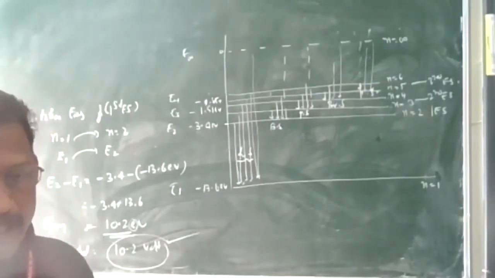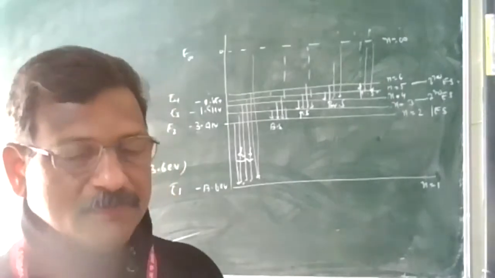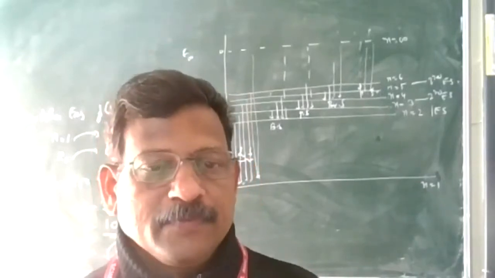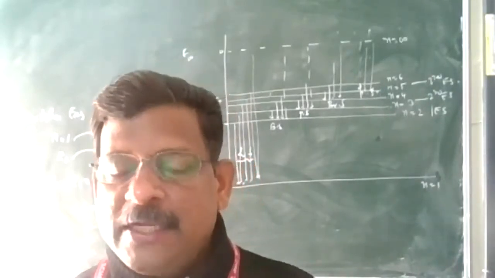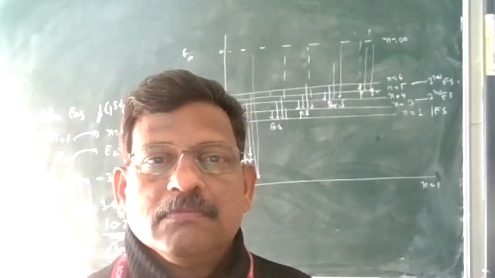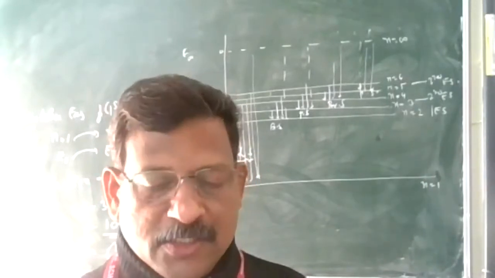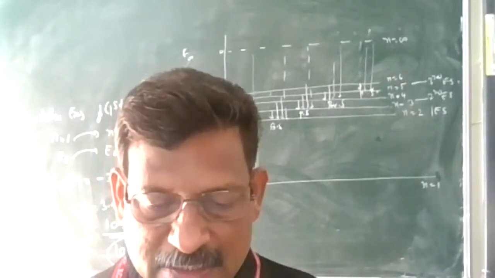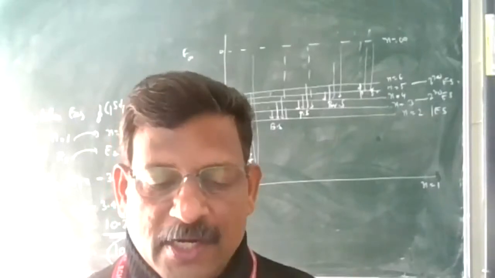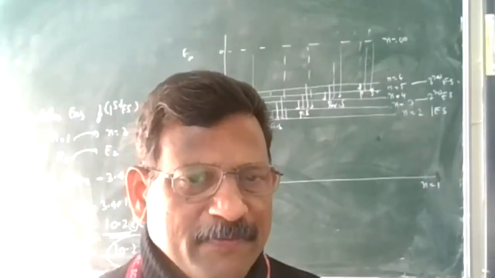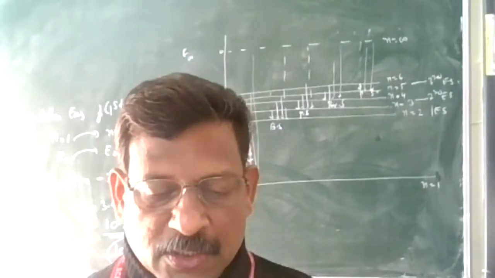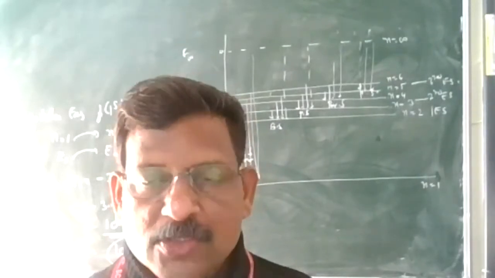Next point, what is the meaning of ionization energy? Ionization energy or ionization potential: ionization means the removal of an electron from the outermost orbit to infinite distance. The energy required to remove the electron from the outermost orbit to infinite distance is called ionization energy. And the minimum accelerating potential, which would provide the electron energy sufficient just to remove it from the outermost orbit, is called ionization potential.